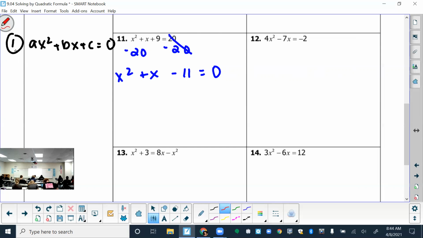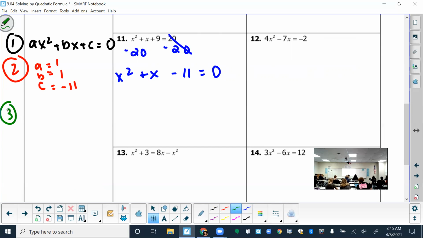Step 2 is identify your A, B, and C. So what is my A value for number 11? My B value? Good, and then C value. Good. Plug that into your formula is the third step. So I'll write it over here for your reference.